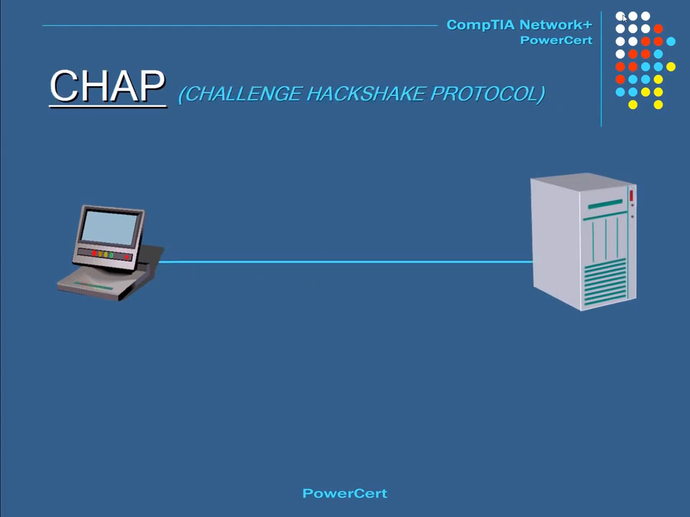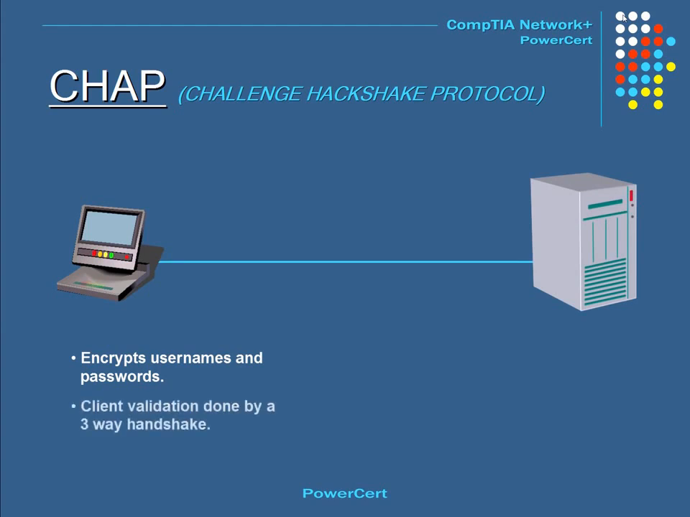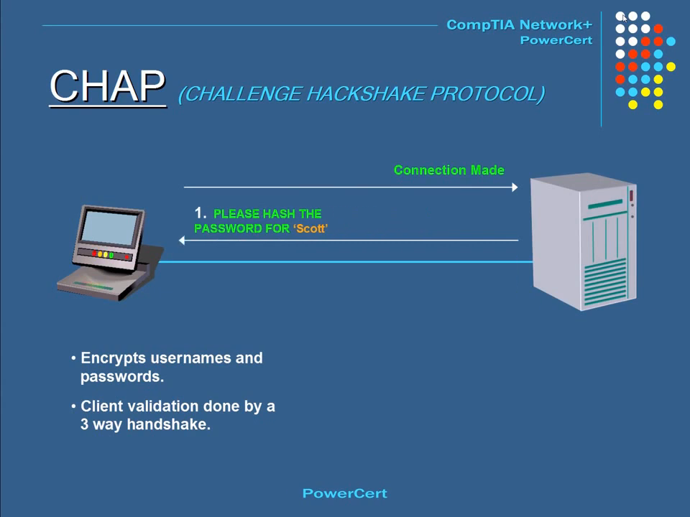Challenge Handshake Authentication Protocol, or CHAP, is a better alternative to PAP because it encrypts usernames and passwords. This protocol authenticates by the server asking or challenging the client to validate itself by using a three-way handshake. So after a connection has been made, the server sends a challenge to the client. Then the client responds by using a one-way hash function with the answer. Then the server checks the response against its own calculation, and if the value matches, then the authentication is passed.